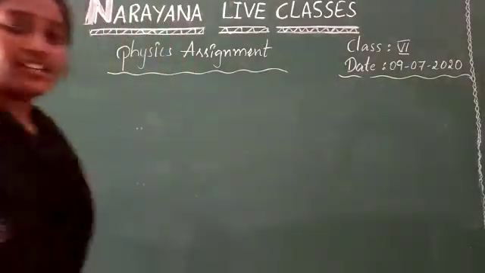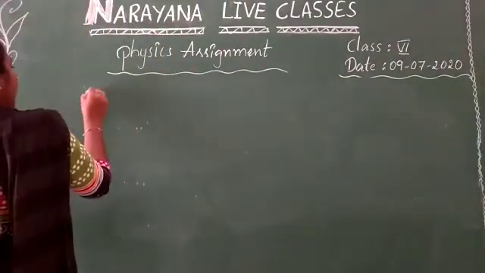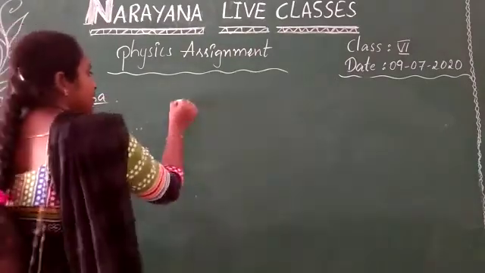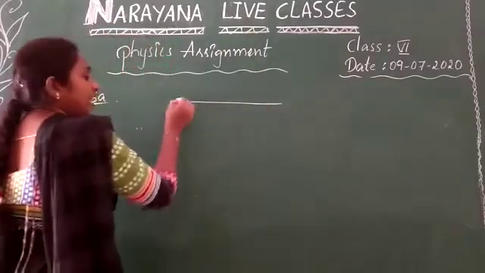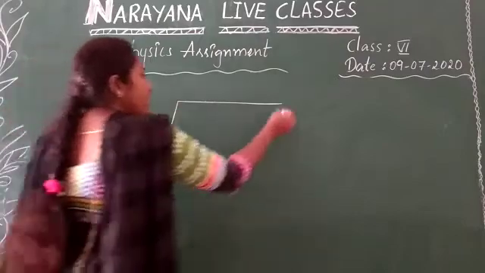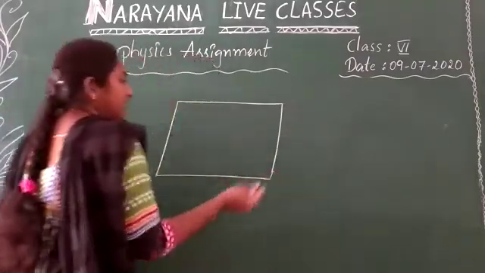The fifth question is explain a circuit with a switch. Explain a circuit with a switch. So before going to that, the aim is to explain a circuit with a switch. Here I am taking a wooden plank. Now I am going to construct a circuit.